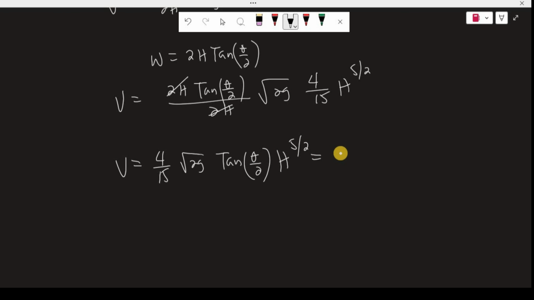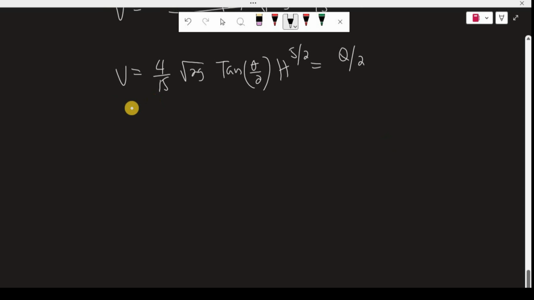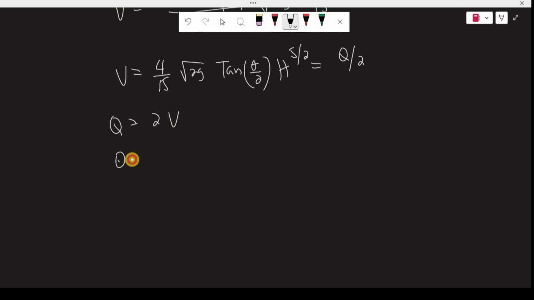and this is equal to half of the discharge. So to find the total discharge, we need to multiply the volume by 2. So the total discharge is equal to 8 over 15 square root of 2g tangent theta over 2 h to the 5 halves, which is the same as the previous result.